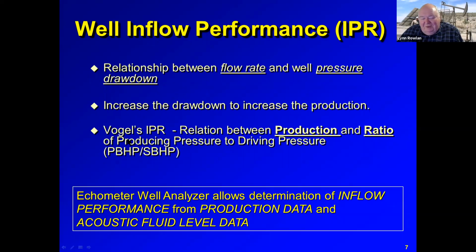There's different methods. We use two different methods. One's called the Vogel inflow performance rate relationship, or Vogel IPR. And then there's also one called the PI method, which is a straight line method. And that's the relationship between production and bottom hole pressure.